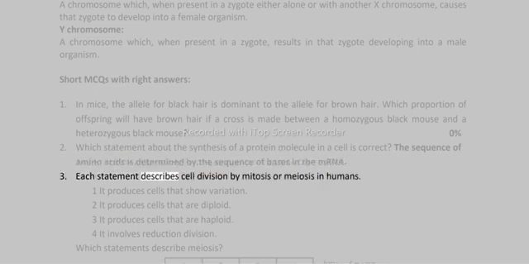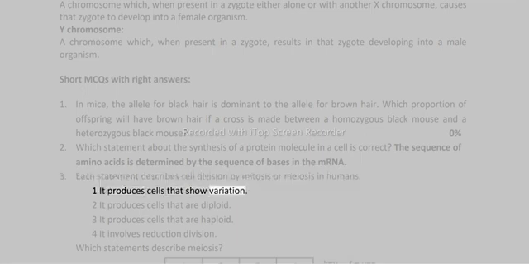3. Each statement describes cell division by mitosis or meiosis in humans. 1. It produces cells that show variation. 2. It produces cells that are diploid. 3. It produces cells that are haploid. 4. It involves reduction division. Which statements describe meiosis?